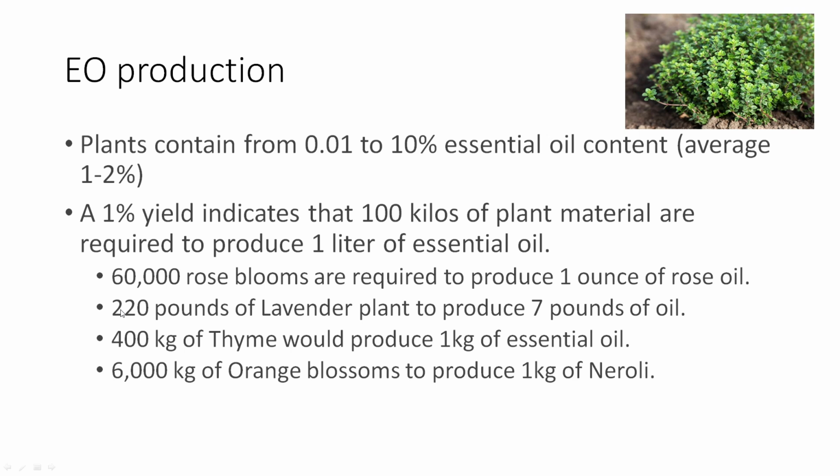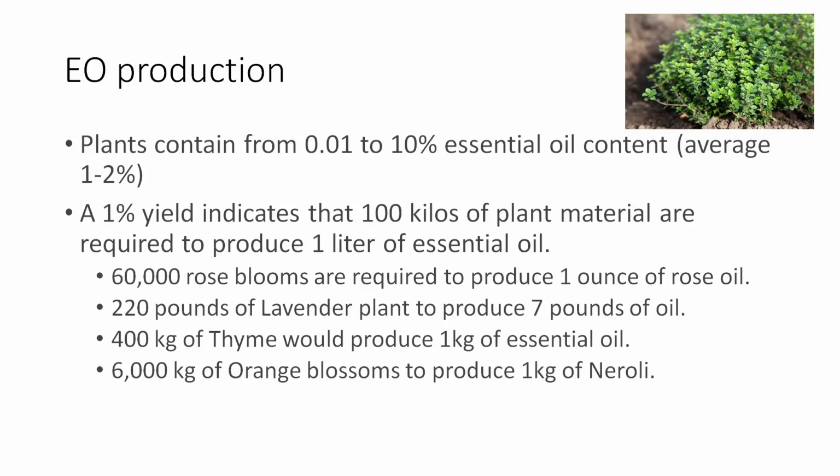So, 220 pounds of lavender plant will produce 7 pounds of oil. Naturally these are very, very expensive essential oils, and if anybody is selling essential oils very cheap to you, you should be aware, immediately you should be suspicious, because nobody can afford to give you essential oils at a cheaper price, and essential oils are always natural.